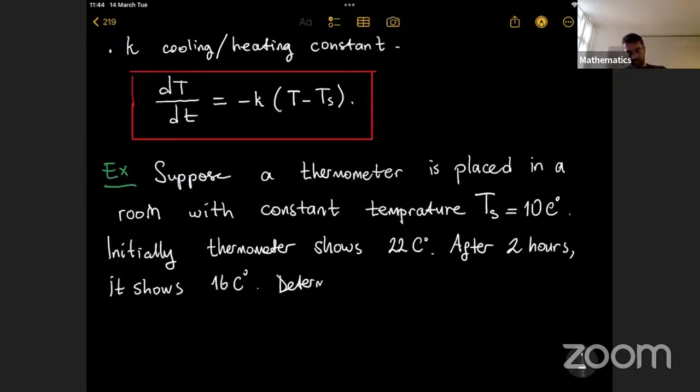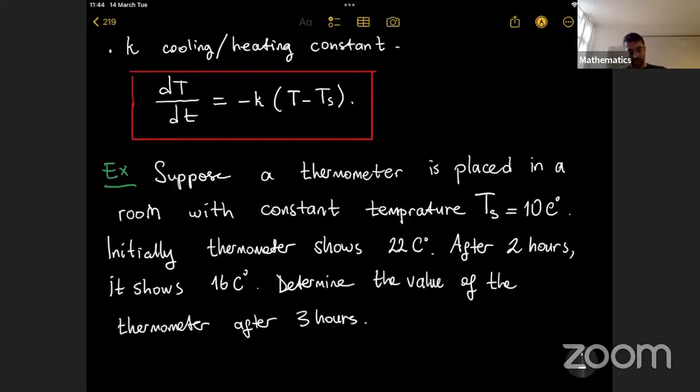Determine the value of the thermometer after 3 hours. Okay, so we know the initial value on the thermometer, which is 22. We place this thermometer in a room, so it's cooling, right? Because room temperature is smaller than the temperature of the thermometer, which is 22. So after 2 hours, it becomes 16 Celsius. And the question is, what is the value on the thermometer after 3 hours?